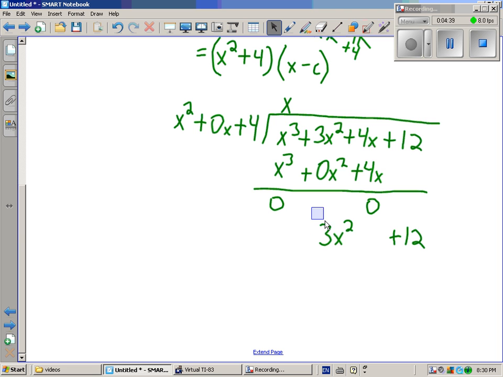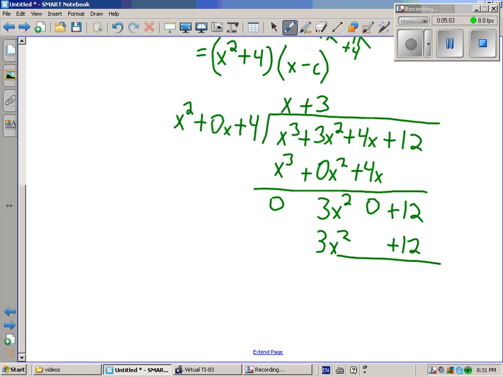You know, formally I should probably have that up here. There, let's make that pretty. Okay, so 3x squared goes into 3x squared plus 3 times. 3 times x squared is 3x squared. 3 times plus 4 is plus 12. Subtract 0, 0. So what we're left with is x plus 3.